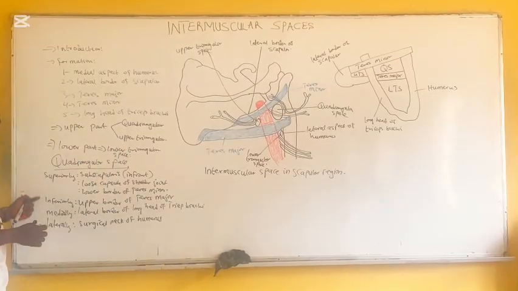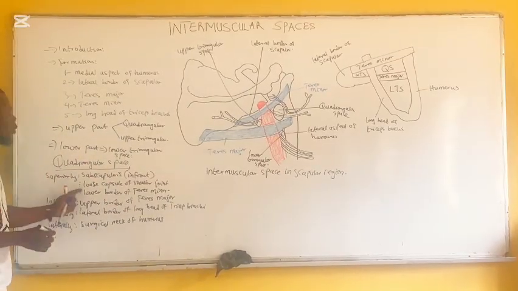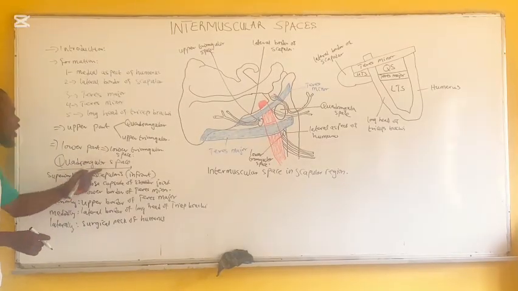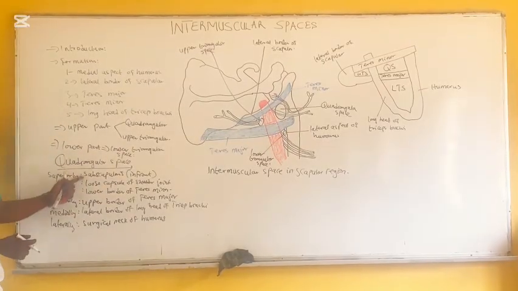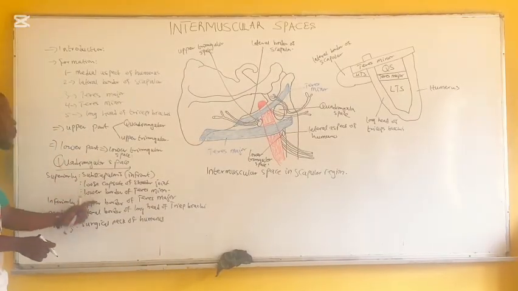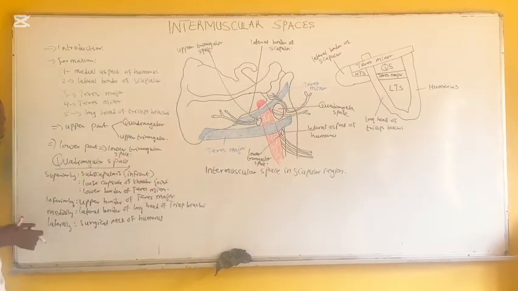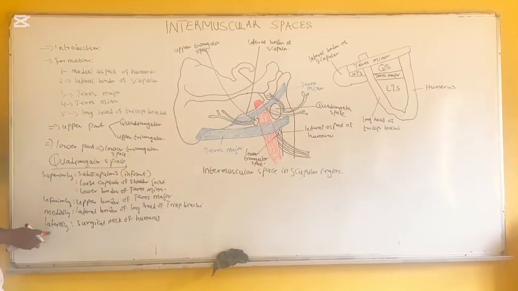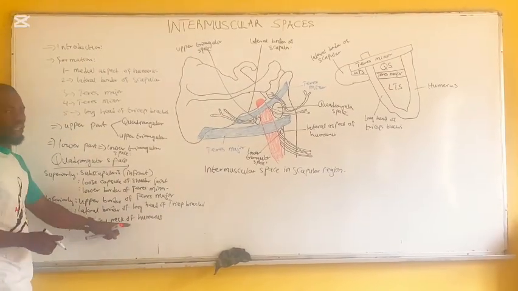So these are the boundaries of the quadrangular space. Superiorly, subscapularis in front, loose capsule of the shoulder joint, and lower border of teres minor. Inferiorly, it is bounded by the upper border of teres major. Medially, it is bounded by the lateral border of the long head of triceps brachii, and laterally, it is bounded by the surgical neck of the humerus.